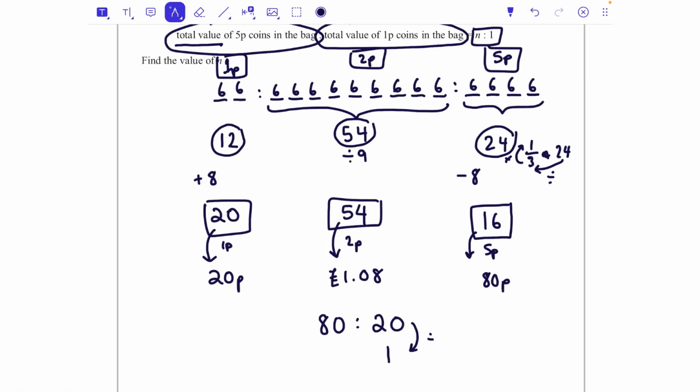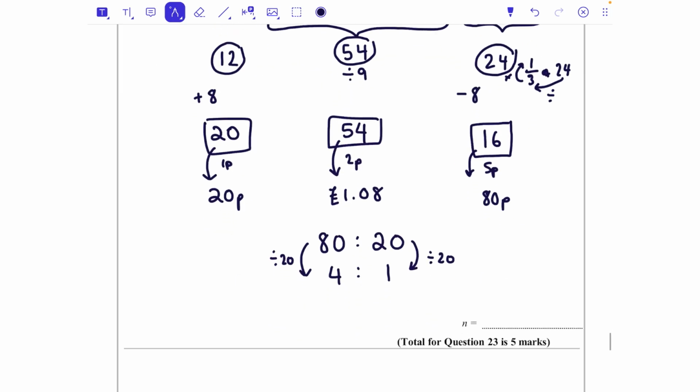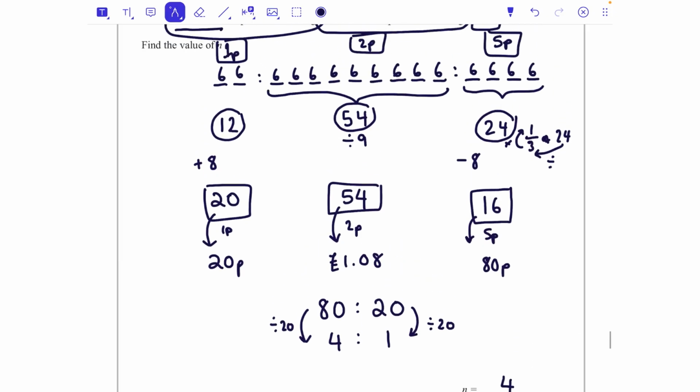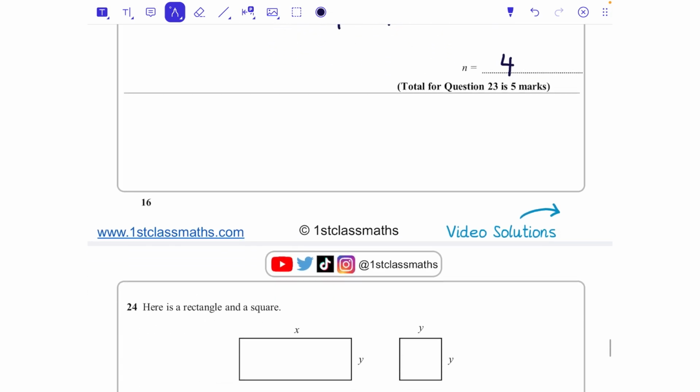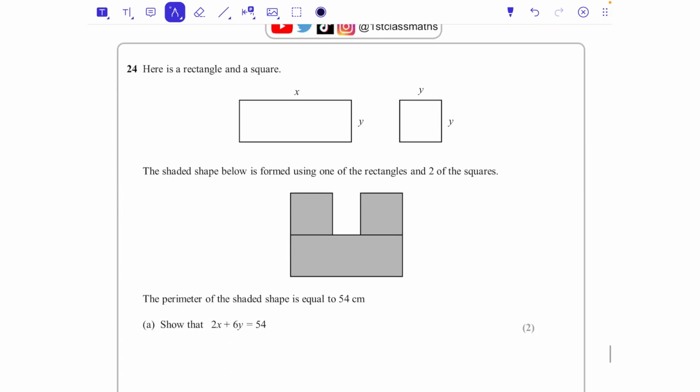We have divided this side by 20 to make it 1. And if we need to keep this ratio the same, which we do, we also want to divide this side by 20 as well, and that would be 4. So there we go. It is just 4 was the number on the left that they were looking for. 5 marks, quite a tricky question. But well done if you followed along with that one.